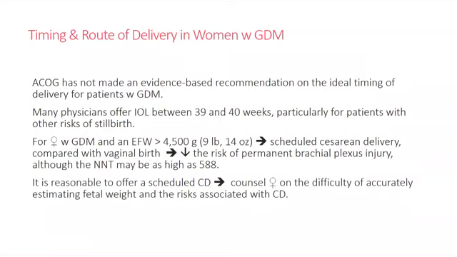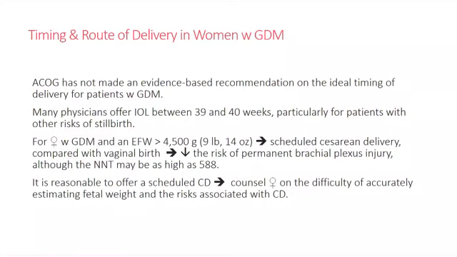Okay, so timing and route of delivery. ACOG has not made an evidence-based recommendation on ideal timing for delivery. Many physicians will offer induction of labor at 39 to 40 weeks, particularly for patients with other risk factors for stillbirth. For women with GDM and an estimated weight of 9 pounds 14 ounces, you can actually discuss cesarean delivery with them and schedule cesarean delivery.